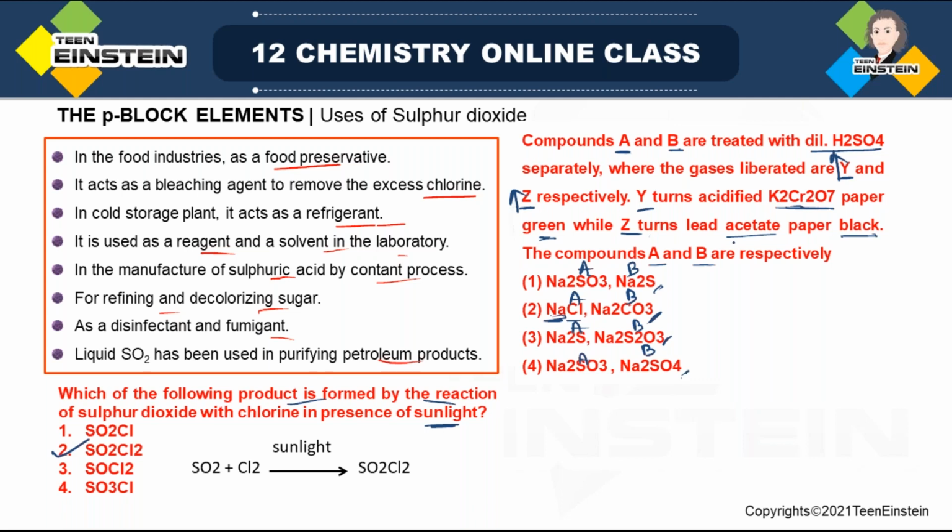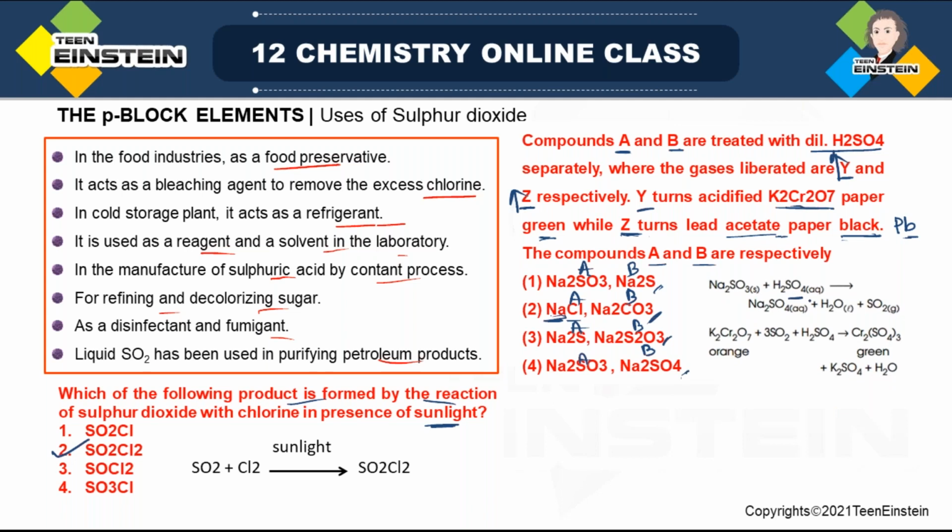And then Z turns lead acetate paper black. Now lead acetate paper is converted to black color. That means you are getting metallic lead. So from Pb2+, now you are getting metallic lead, and that is possible if there is some reducing agent present, from Pb2+ state to Pb. So it is obviously gain of electron. So the gas Z must have some reducing agent, right? So we will see the reactions.